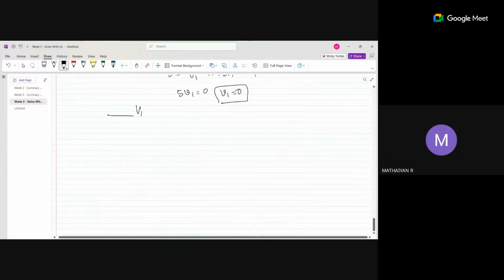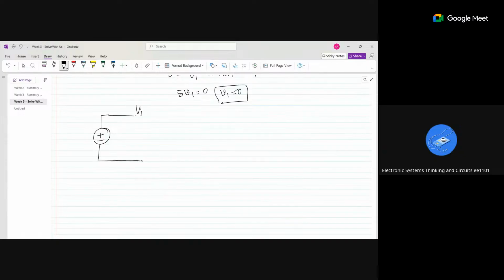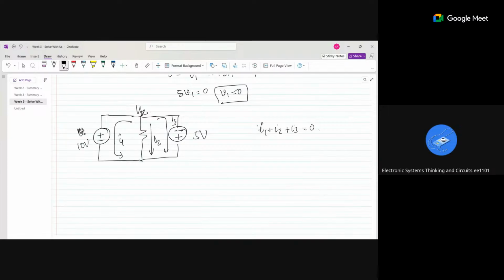So this is V1. This I will take as 10 volts. This I am taking as 5 volts, right? So the current is flowing in this direction I1. This is flowing in this direction I2. This is flowing in this direction I3. This I will take as Vx. So I1 plus I2 plus I3 equal to 0. So I'll write it here.